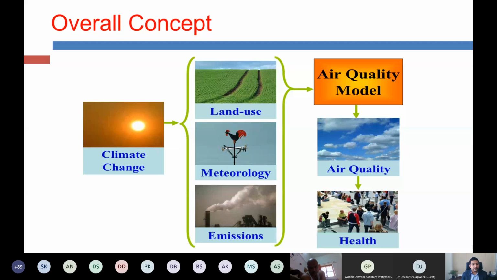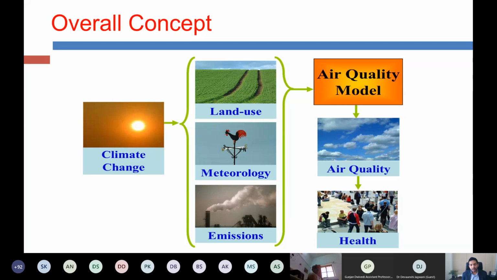Here we can see the overall concept. Basically, everybody is talking about climate change, and climate change is for real. The components that bring about this climate change are the change in the land use pattern, the meteorology, the weather that is changing, and the emissions that have been put into the air environment by industries and other human activities. We can study the impact on these components through an air model, and thereby we can assess the impact on air quality and eventually the impact on health, the receptors.